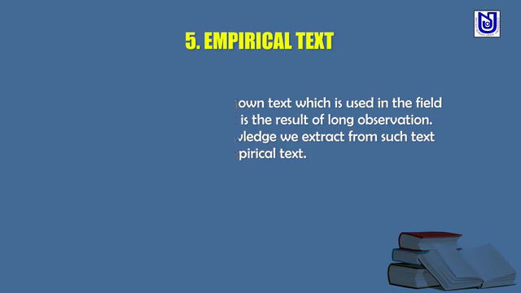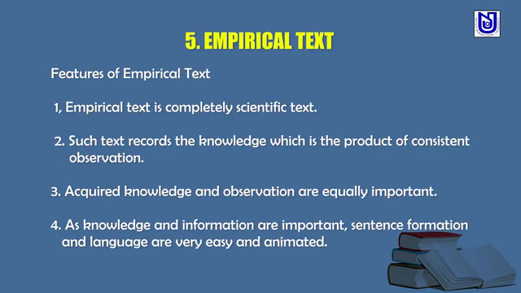It has different types of features. Empirical text is completely scientific text because no irrelevant word, no irrelevant text you can use in your research. Therefore, such text records the knowledge which is the product of consistent observation. Acquired knowledge and observation are equally important, and in this text, as knowledge and information are important, sentence formation and language are very easy and animated.